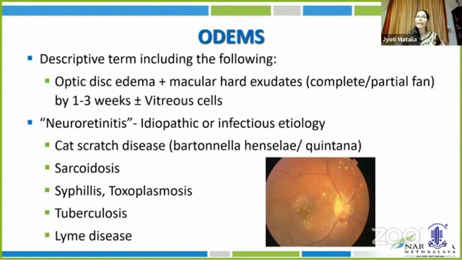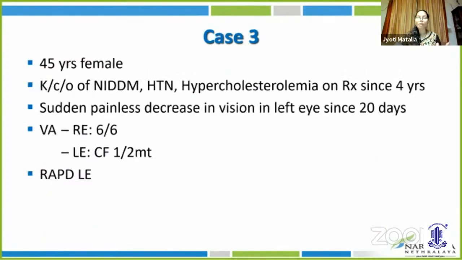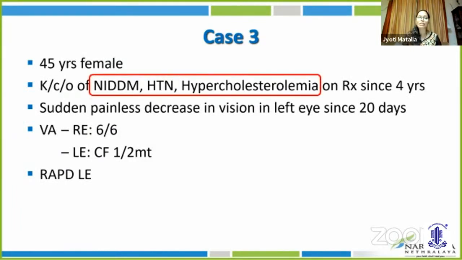And when you think of neuroretinitis, we're looking at an idiopathic or an infective etiology as mentioned here. So do you think so in this case? No. What is important is to go back to the history and look at it again. This patient already had ischemic risk factors as mentioned. It was a sudden painless loss of vision, indicating an ischemic onset and profound visual loss.